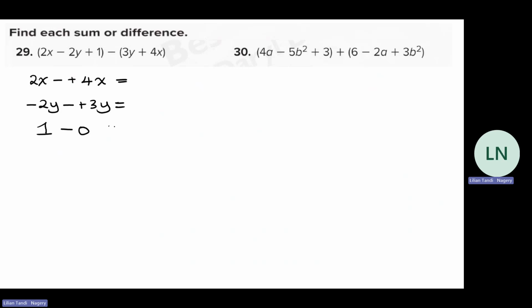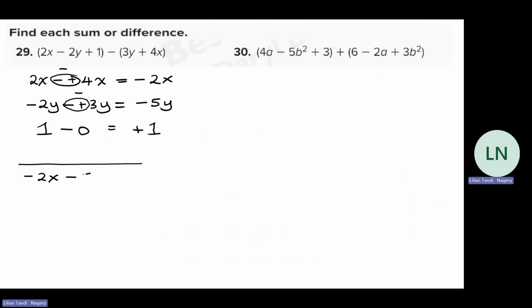So then I do this. This becomes minus 2x minus 4x, minus 2x. Negative 2y, this becomes minus. Negative 2y minus 3y is negative 5y. And 1 minus 0 is just 1. It's going to be positive. So now let's write our answer. Negative 2x, negative 5y plus 1.